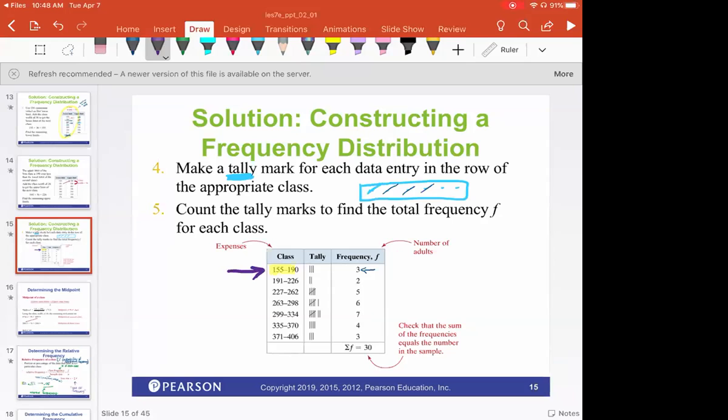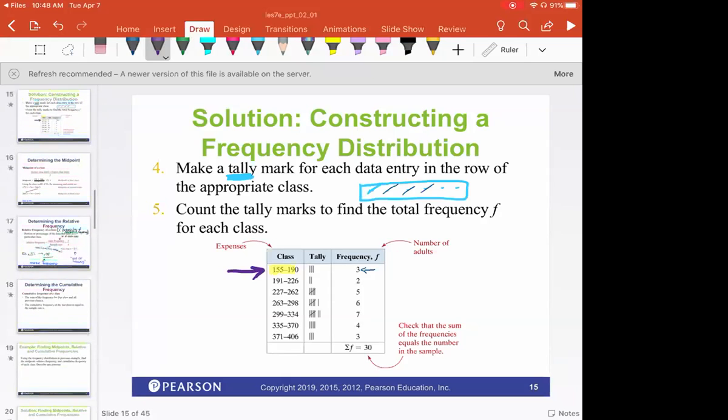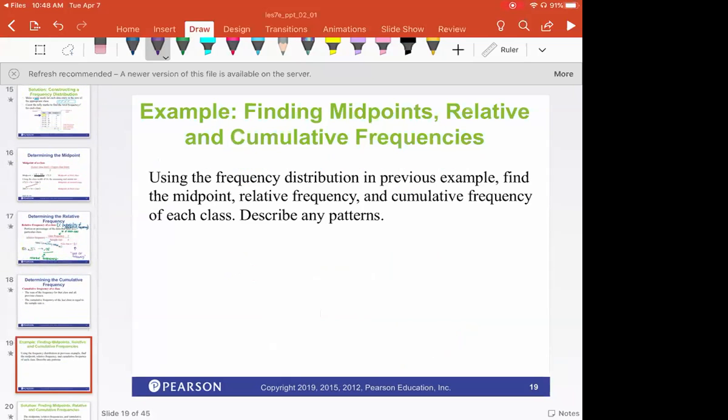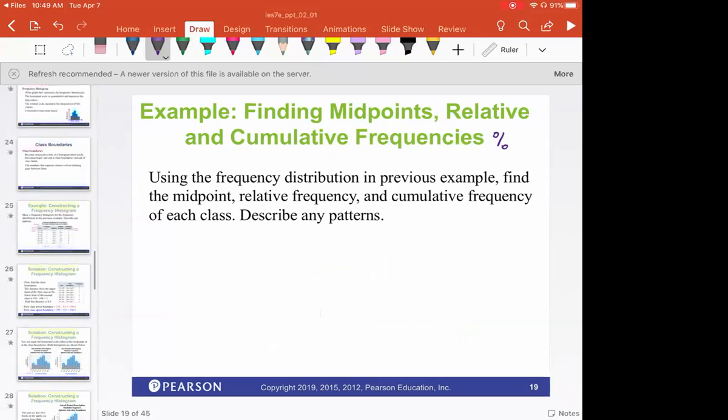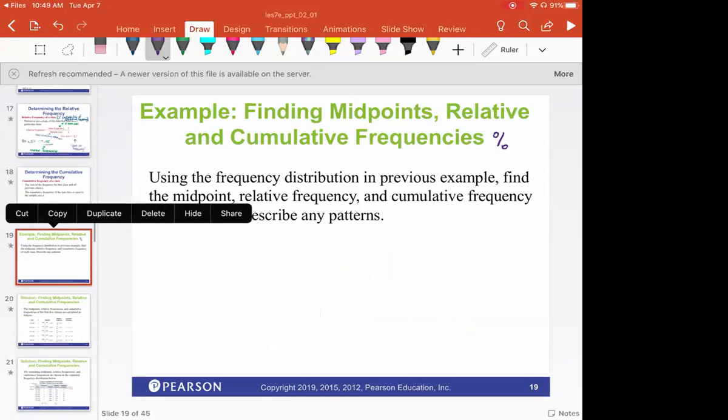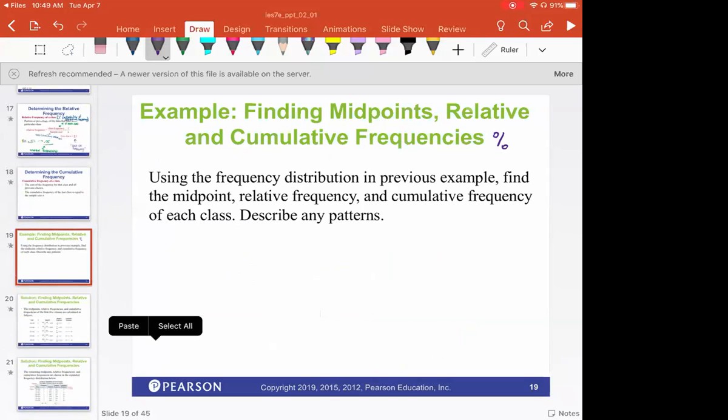We're done with that. Okay, now we're developing new concepts. We're developing the midpoint and relative and cumulative frequencies. Remember, the relative frequency is like your percent, but in decimal form. Now we're going to do this to prepare us for later in the section or perhaps the next chapter. All right, moving forward. Using the frequency distribution in the previous example, find the midpoint, relative frequency, and cumulative frequency for each class and describe any patterns.